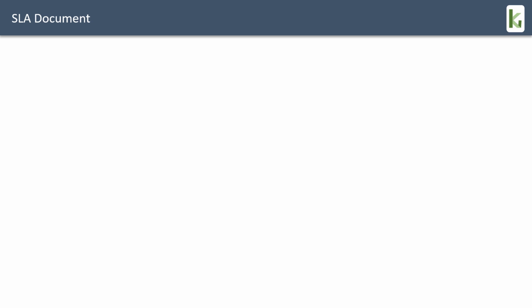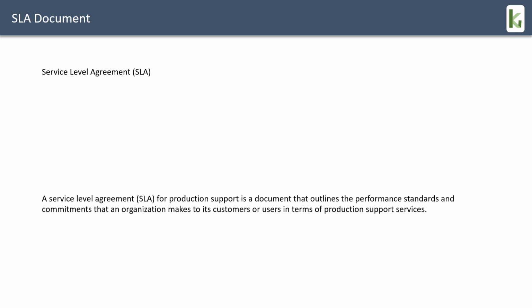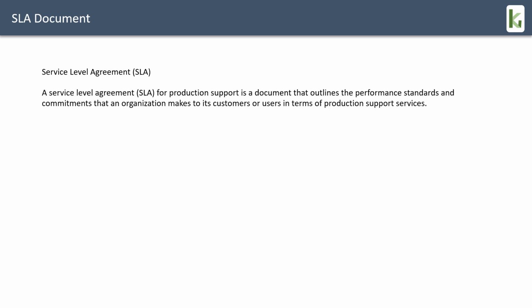SLA for production support is a document that outlines the performance standards and commitments that an organization makes to its customers or users in terms of production support services. These agreements are typically used to define the level of support that customers can expect from the company and what they will receive, as well as the service levels that the organization is committed to achieving.